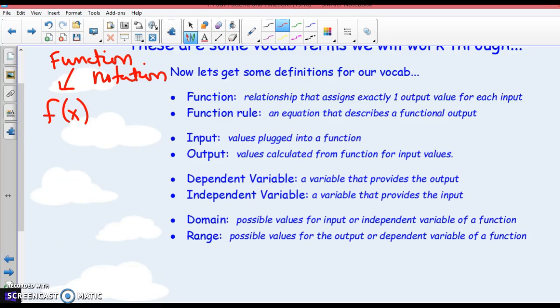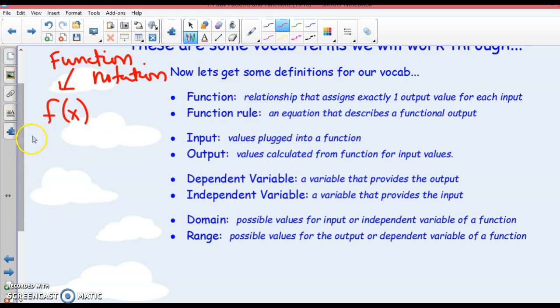Okay, this is lesson 1.4. We're talking about patterns and functions. This is some of the terminology that you need to know. A function is a relationship that assigns exactly one output for each input. A function rule is an equation that describes a functional output.